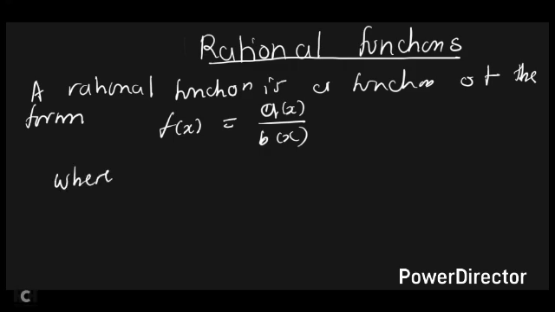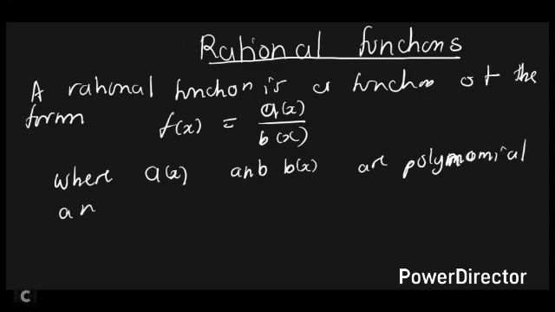where a(x) and b(x) are polynomials, and b(x) is not equal to 0. So that's what we call a rational function. This is how a rational function looks like.